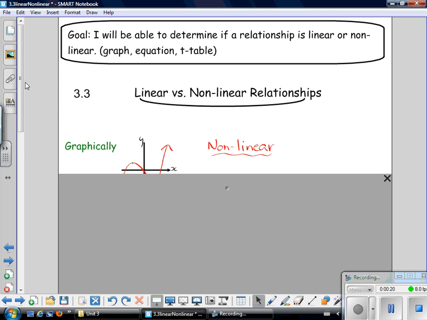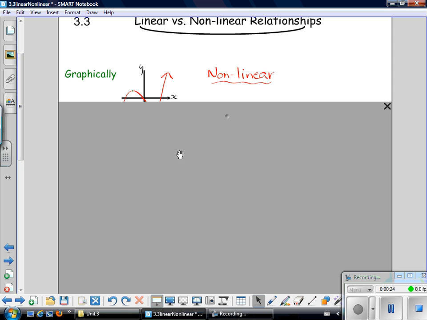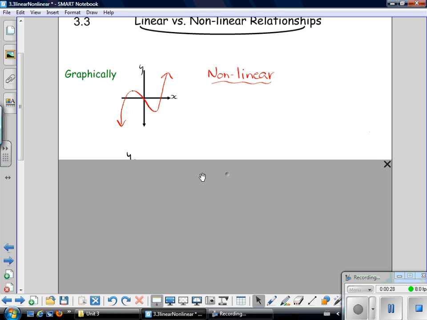First of all, the easiest way to talk about whether something is linear or nonlinear has to do with graphs. For instance, here we have a graph of a nonlinear relationship. Now you can see it's not a straight line. So that's the first thing that you can see, and that's how we really tell graphically whether something's linear or not.